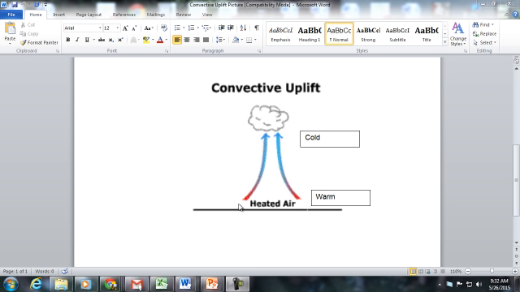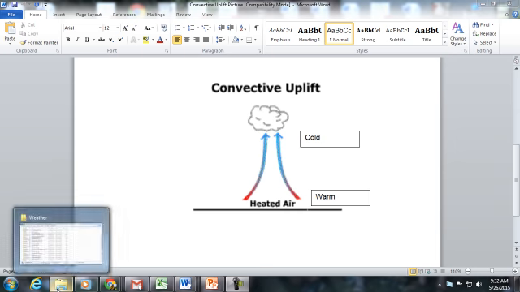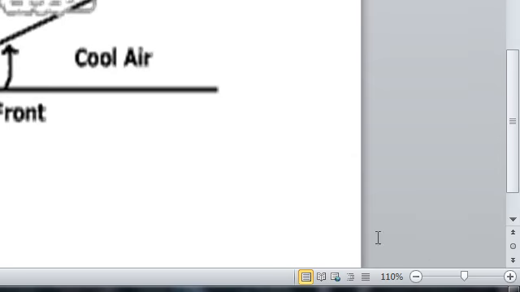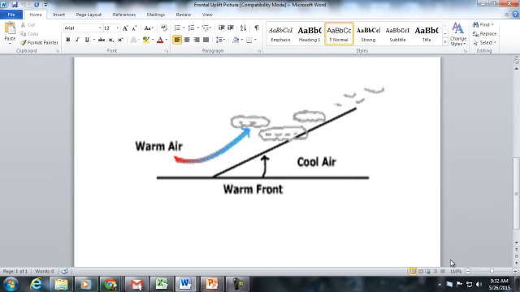Now, this can be two very similar things. So, for frontal wedging, this is what frontal wedging will look like. And in Michigan, we obviously see this a lot. This is where two fronts meet. So we have warm air colliding with cool air.